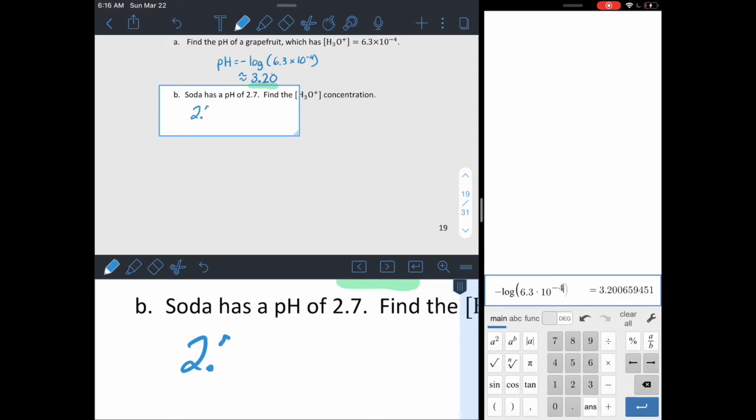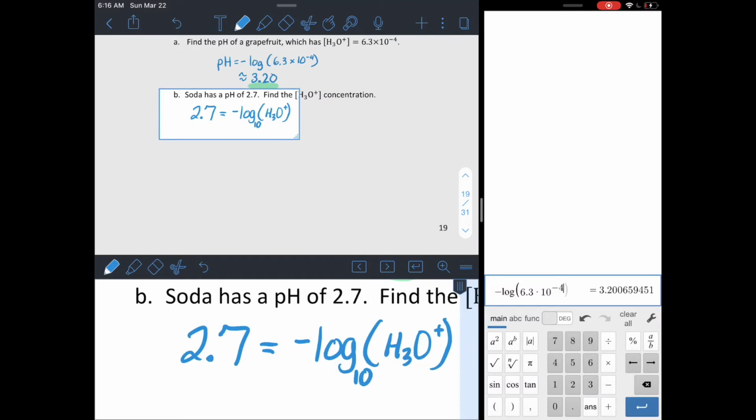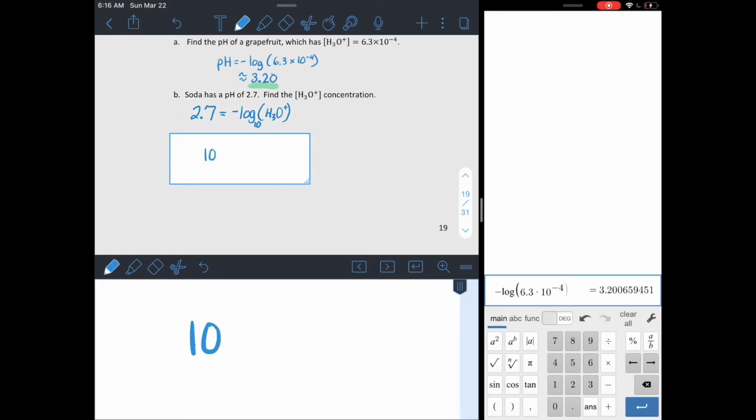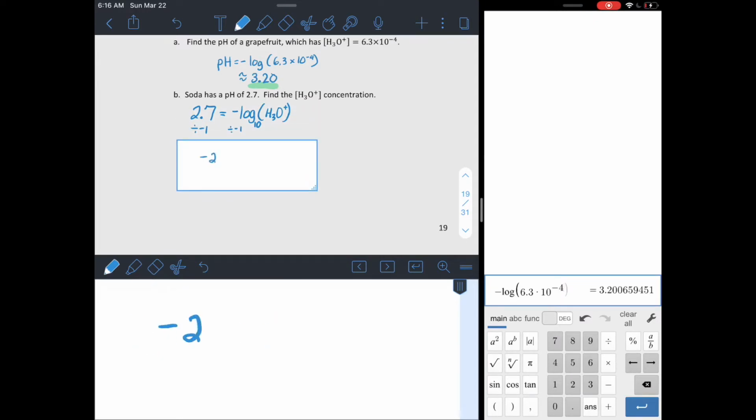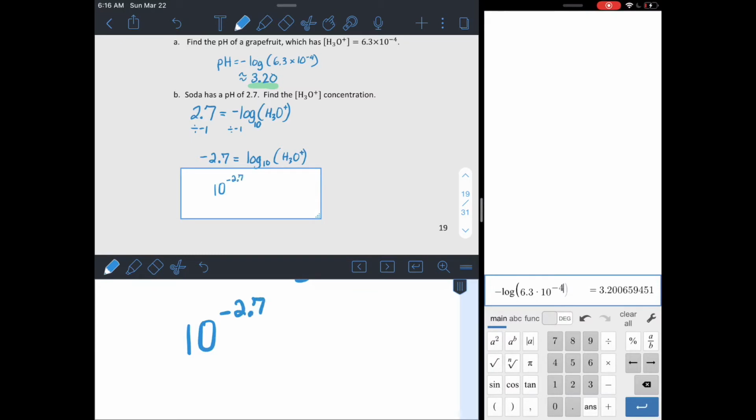We're going to go the other way. Soda has a pH of 2.7, and we want the concentration of hydronium ions. So first thing, let's get that logarithm by itself. So let's divide both sides by -1, which will give you -2.7. And then if you use what you already know to switch this back into exponential form, we could say that 10 to the -2.7 power equals our concentration of ions that we're trying to find.